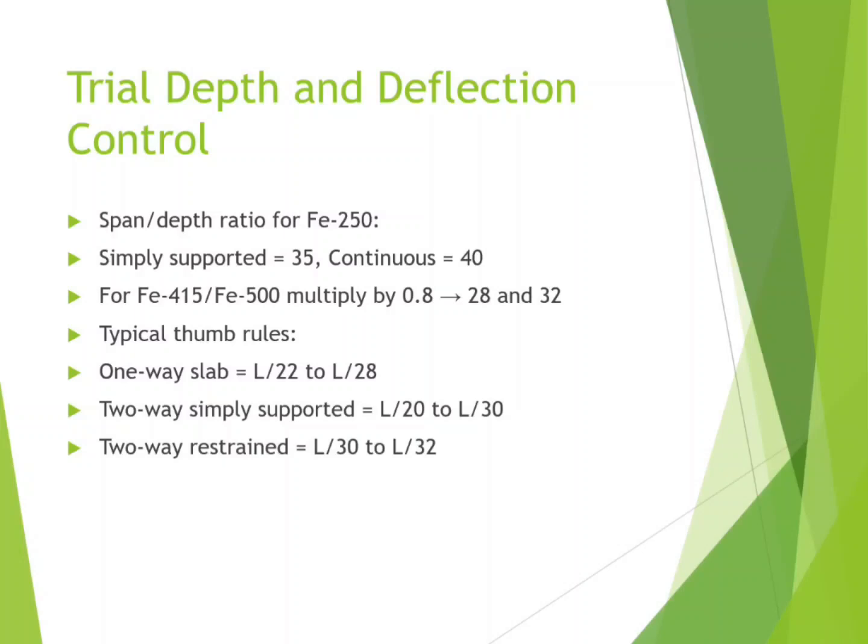If you want a quick engineering rule of thumb, you can assume your initial trial depth based on these ranges. For a one-way slab, your depth will usually be around 1/22 to 1/28 of your span. For a two-way simply supported slab, aim for 1/20 to 1/30, and for a restrained two-way slab, look at 1/30 to 1/32.